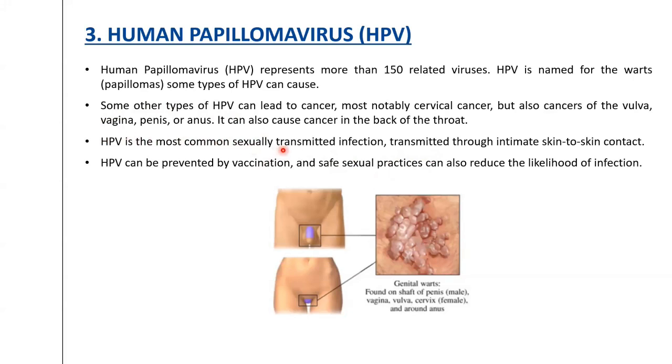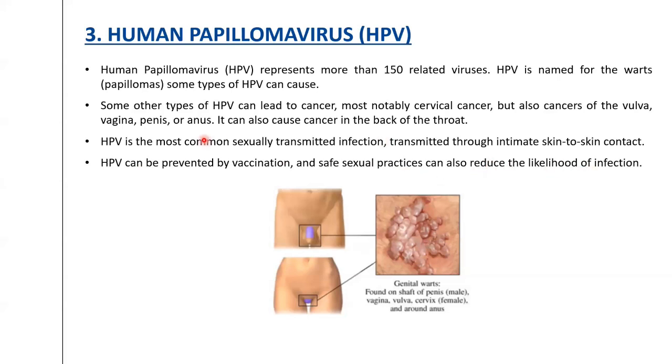HPV is the most common sexually transmitted infection, transmitted through intimate skin to skin contact. If a person is getting intimate, either they are having intercourse, or even if they are not, if they get into skin to skin contact and one of them has this virus, he or she can transmit it to their partner. HPV can be prevented by vaccination and safe sexual practices that can reduce the likelihood of infection.